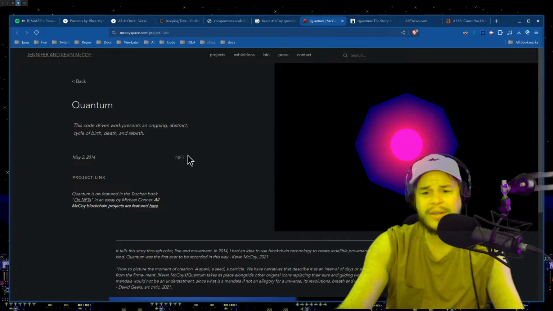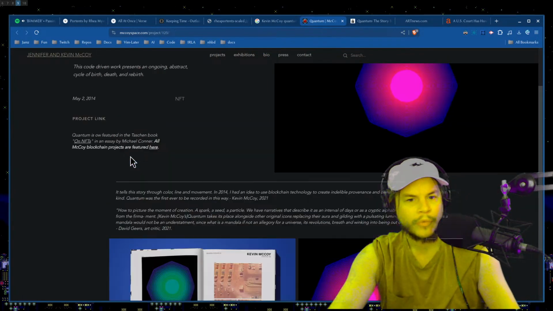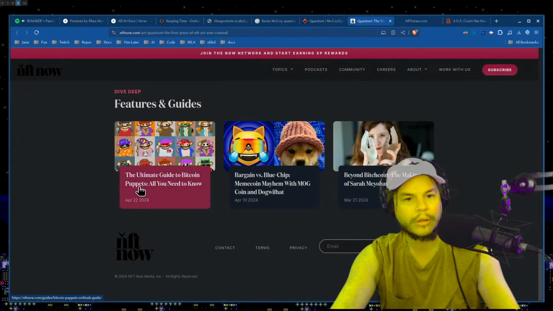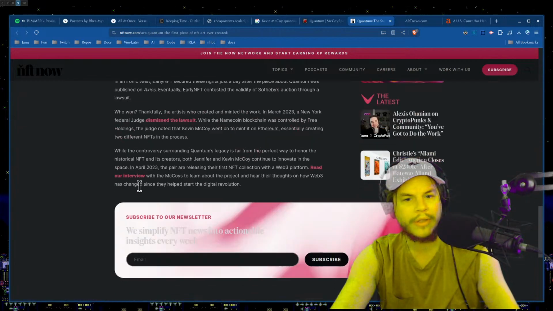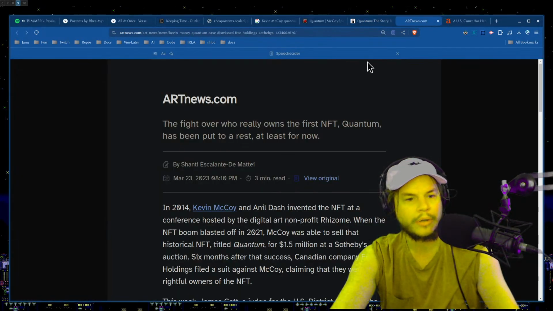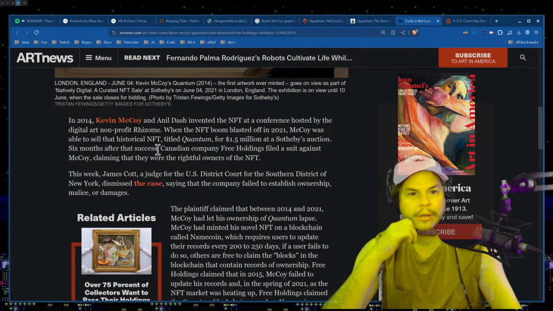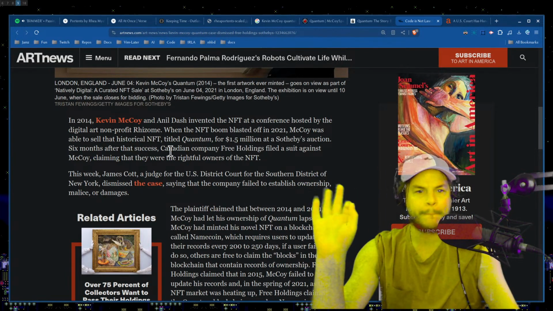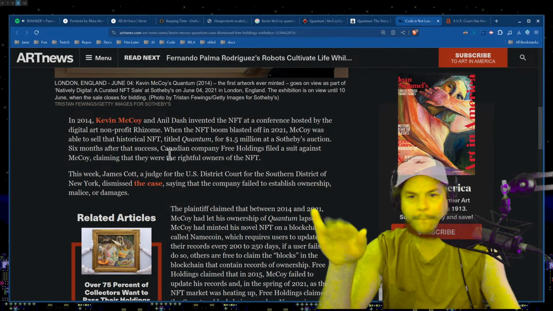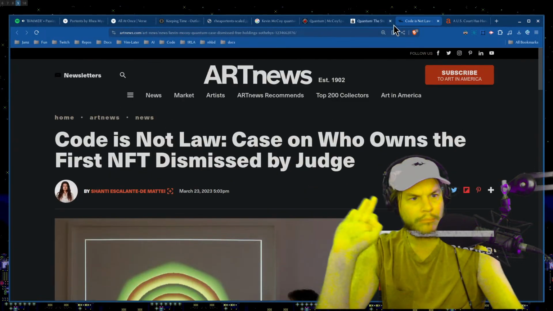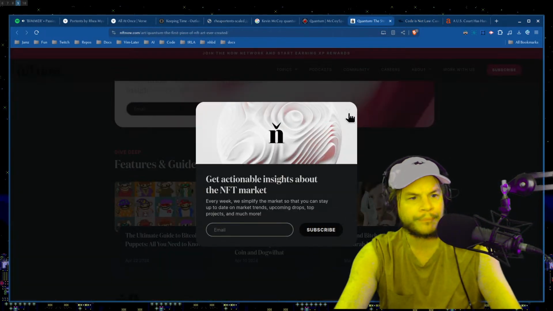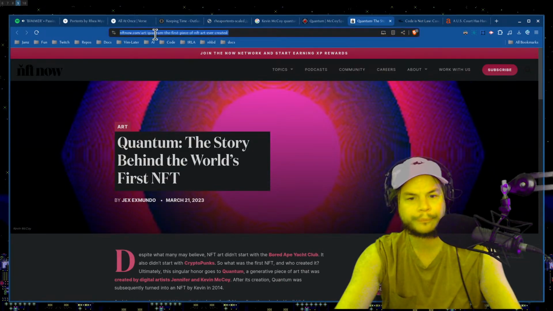We got a little art news net on a lawsuit. It's also in the Taschen book. Not that meaty of an article. And then we've got the fight. All right, let's start here. We'll read the NFT now article.